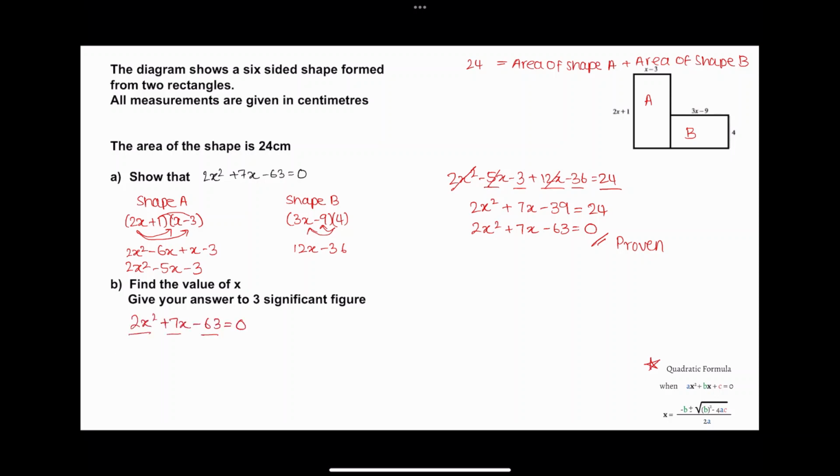Now let's move on to part B. Part B says find the value of x. Give your answer to 3 significant figures.